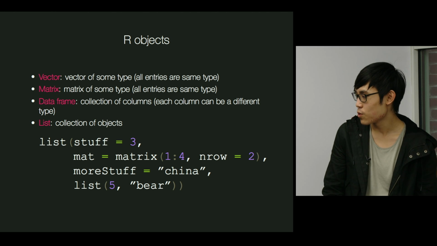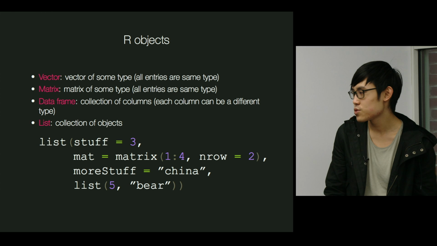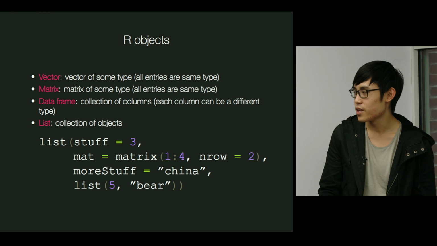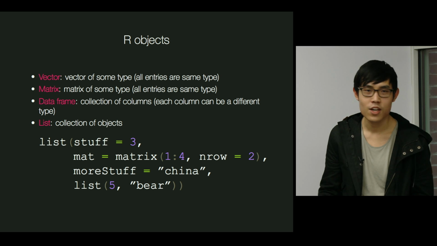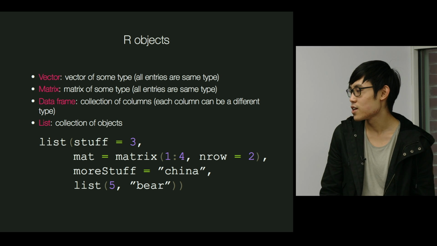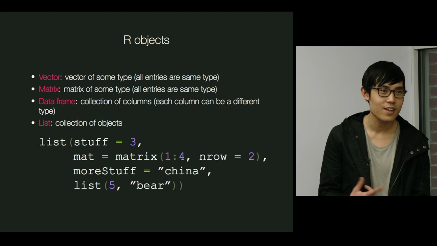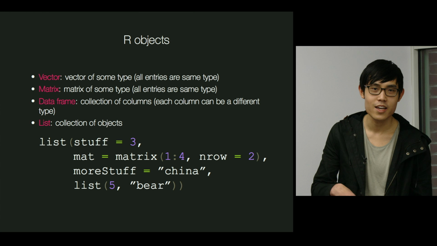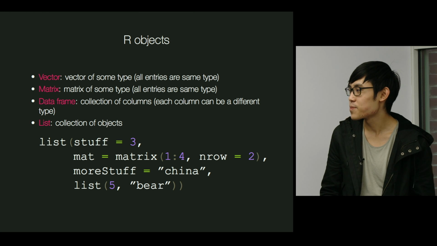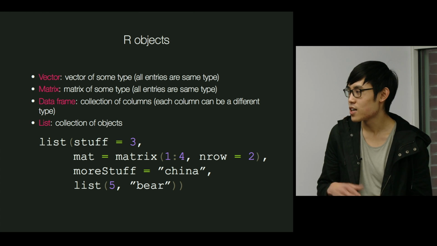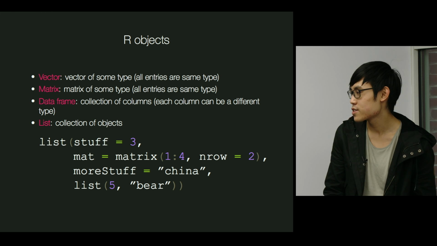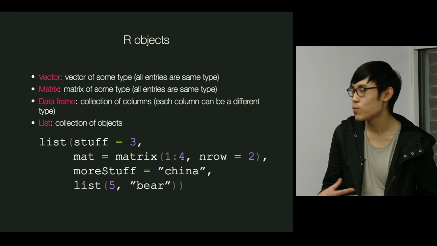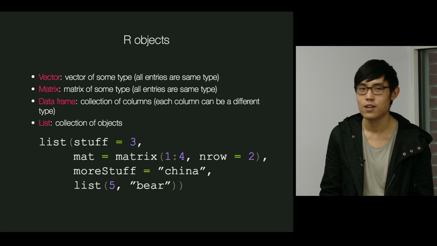So this is 1 to 4, and nrow equals 2, so a 2 by 2 matrix, also in the list, and it's called mat. More stuff: a character string, and even another list in itself. This is a list that's 5 and bare, so it has the value 5 and the character string bare, and it's a list inside a list. So you can have these recursive things where you have a type within a type. Similarly, you can have a matrix inside another matrix, and so on. And a list is just a good way of collecting and aggregating all these different objects.